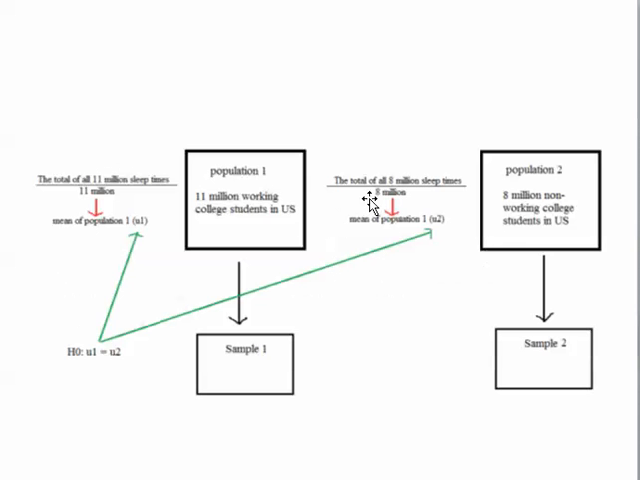And in order for the researcher to be able to make that conclusion, the data set that the researcher records from the two samples has to support the idea that these two population means are different.